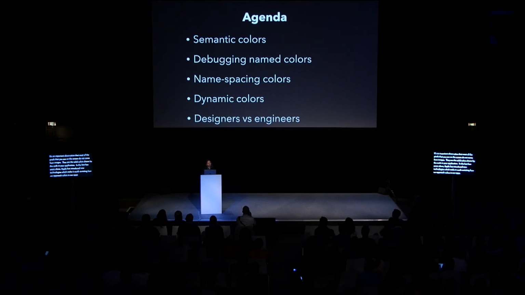So first, we will talk about semantic colors and, if implemented well, how they can improve the time spent on updating colors. Then we will talk about common problems we face debugging named colors, how we can namespace the named colors, and how to deal with dynamic colors. And lastly, some of the collaboration techniques between designers and engineers.